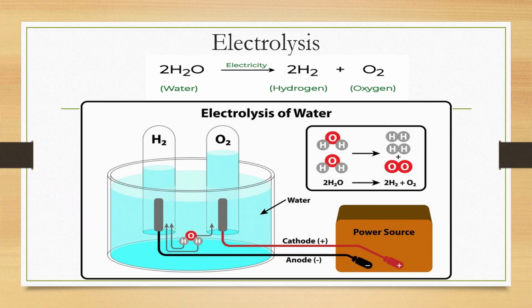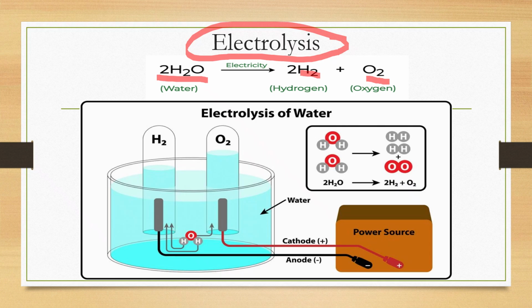And then we will be moving towards our next decomposition reaction, which is known as electrolysis. Electrolysis means that in the presence of electricity, a compound decomposes into two or more substances. So this is known as electrolysis. Here you can see water is there, electricity is there, and it is decomposing into hydrogen and oxygen.